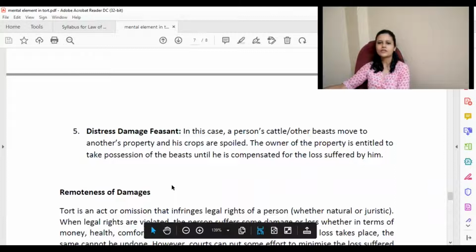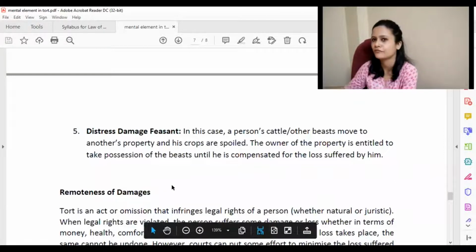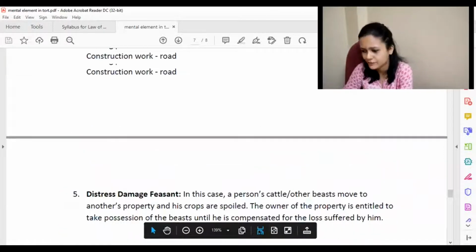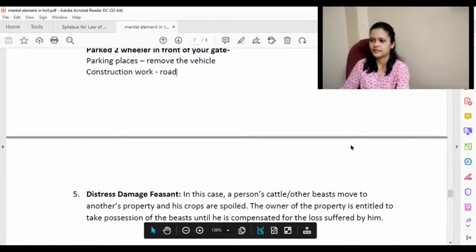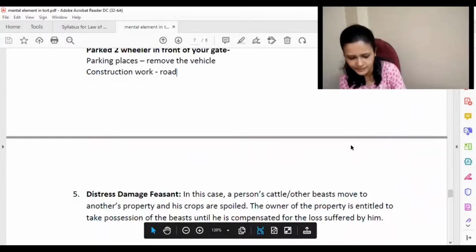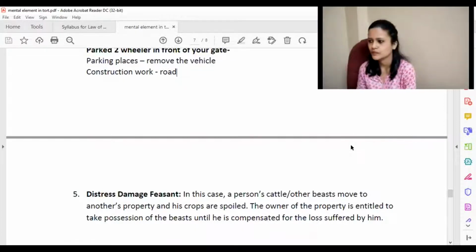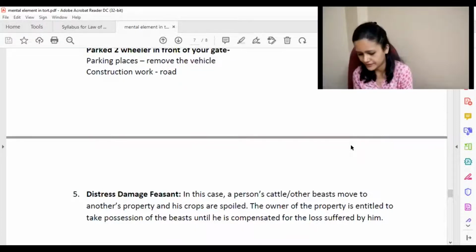Now, another concept we have is remoteness of damage. So what is remoteness of damage? Do you remember anything from your, might be LL.B days? Remoteness of damage, what is that?